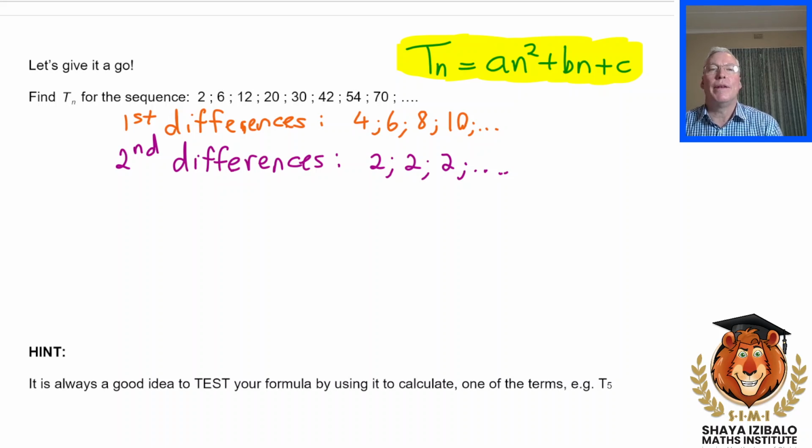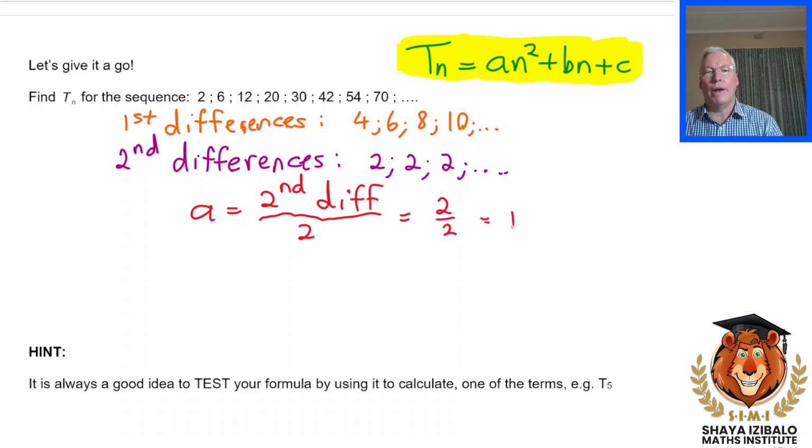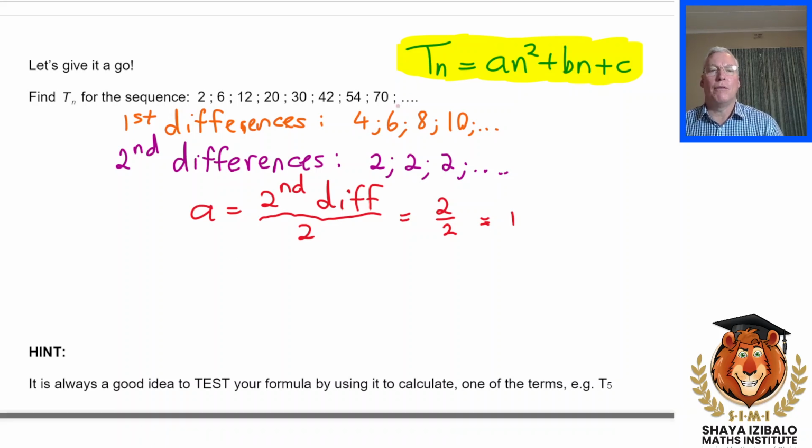We know that a, all right, a is the second difference divided by 2. If you go back to the previous page, you can remind yourself why that is. All right, you don't have to know that, but it is useful to know where it comes from. So in fact, a is going to be 2, the second difference, over 2. For this particular question, a is 1. Right, that formula does not get provided. I'm going to highlight it in blue.